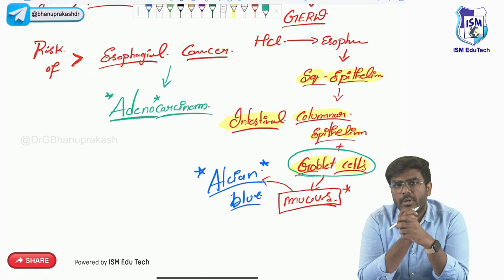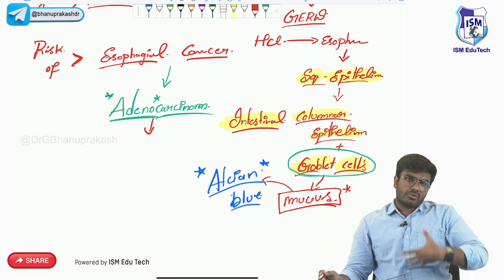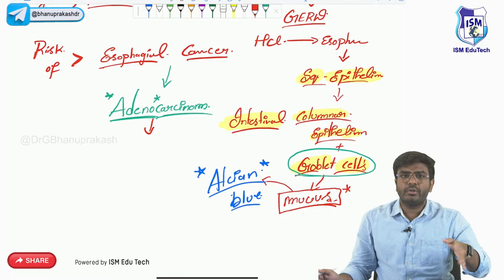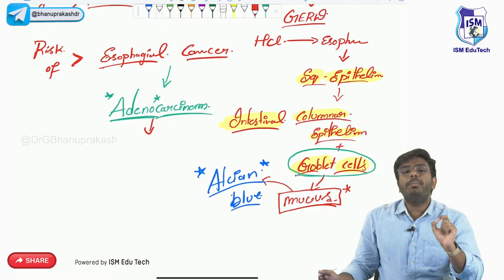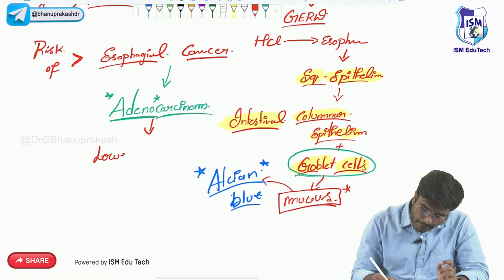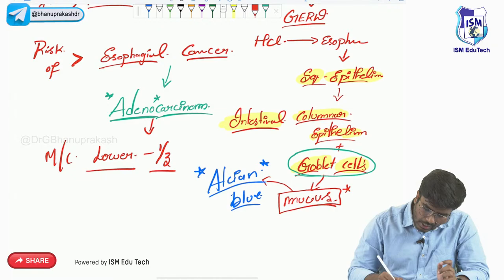Now, another important MCQ which I want you to know for your exams: if I am having gastroesophageal reflux disease, I am going to have Barrett's esophagus. If you are not treating, then Barrett's esophagus is going to turn into esophageal cancer. Which type? Adenocarcinoma. Now, in which part of the esophagus? Very, very important: adenocarcinoma is seen in the lower one third. The most common site of this adenocarcinoma is the lower one third.